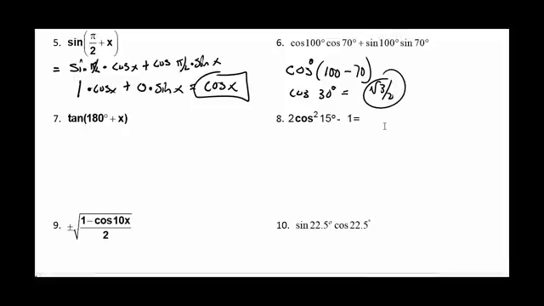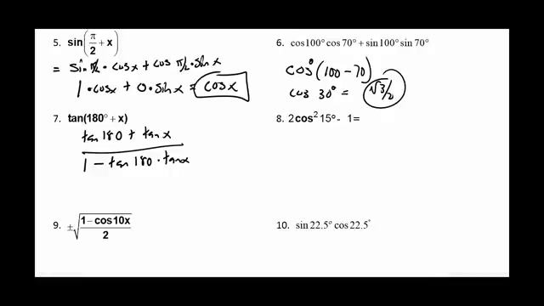Okay, tangent, sum of tangent. So that's tangent of 180 plus tangent of x over 1 minus tangent of 180 times tangent of x. Well, let's see, tangent of 180 would be 0 over -1, so that's actually 0. So this becomes 0, and that becomes 0. So up top, I'm left with tangent x divided by 1, so it's just tangent x.